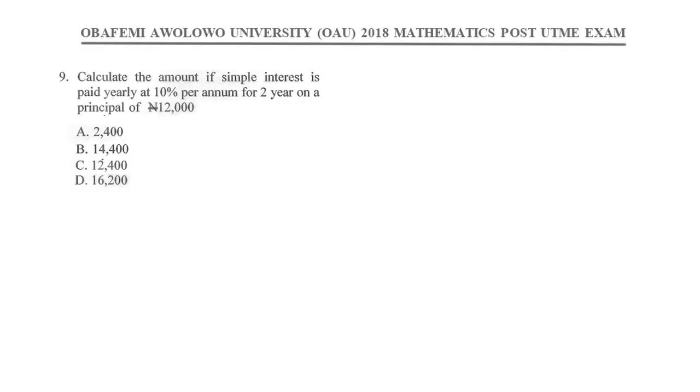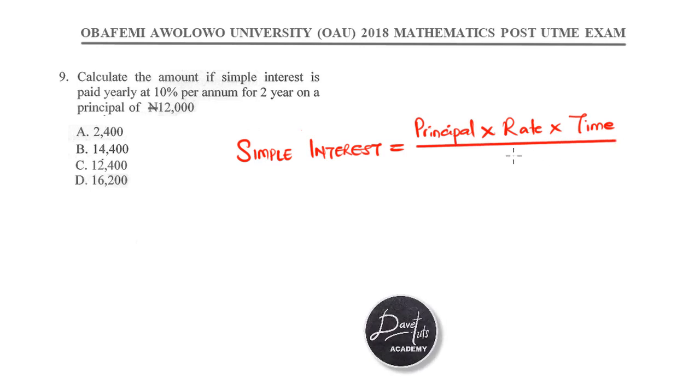So in this question, we have to calculate the amount if simple interest is paid yearly at 10% per annum for 2 years on a principal of 12,000 naira. So our question first and foremost is, how do we get the simple interest? Well, it's quite simple. The simple interest is given by the principal multiplied by the rate multiplied by the time, all divided by 100. So here we are going to have principal times rate times time all over 100.